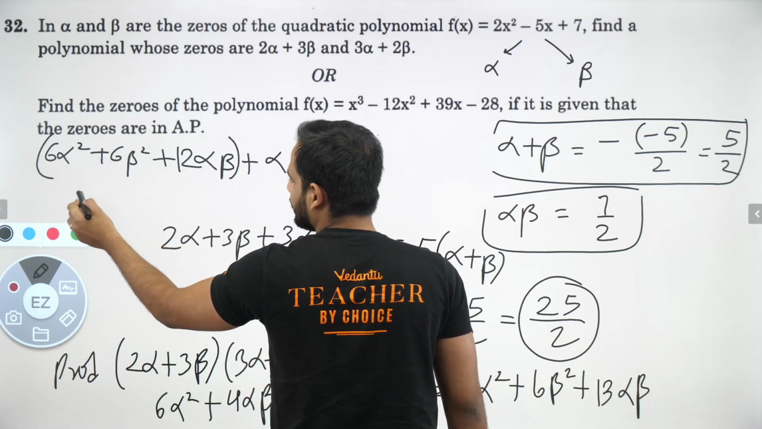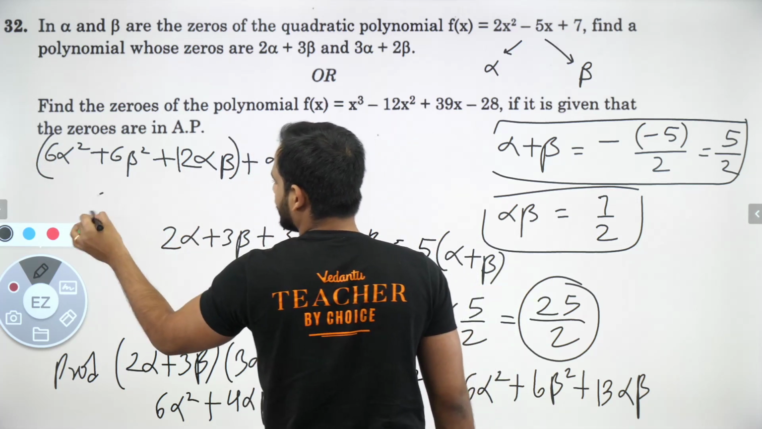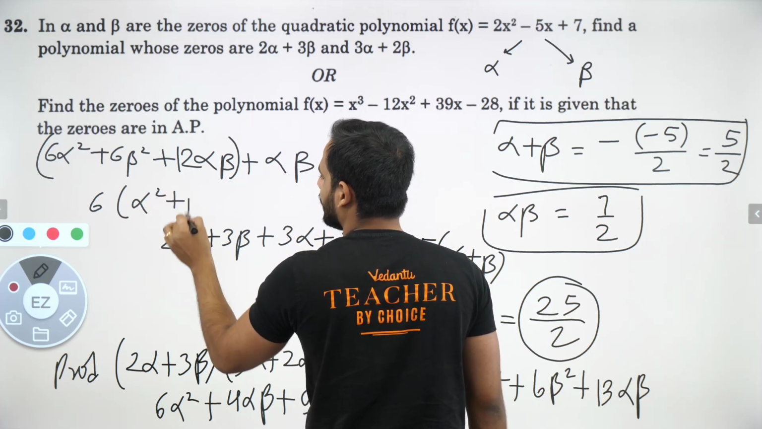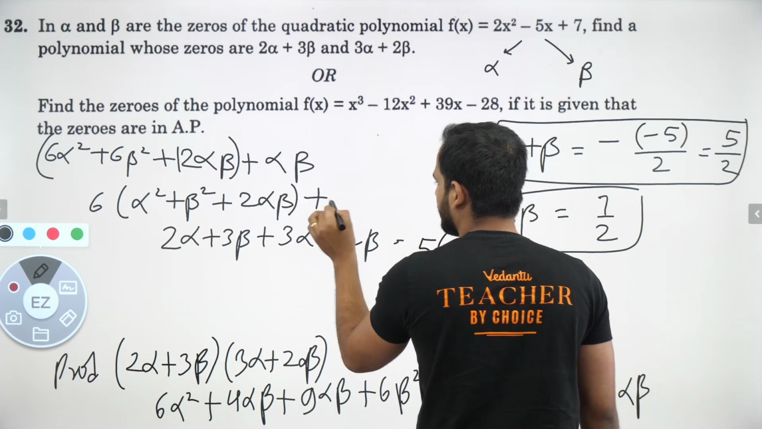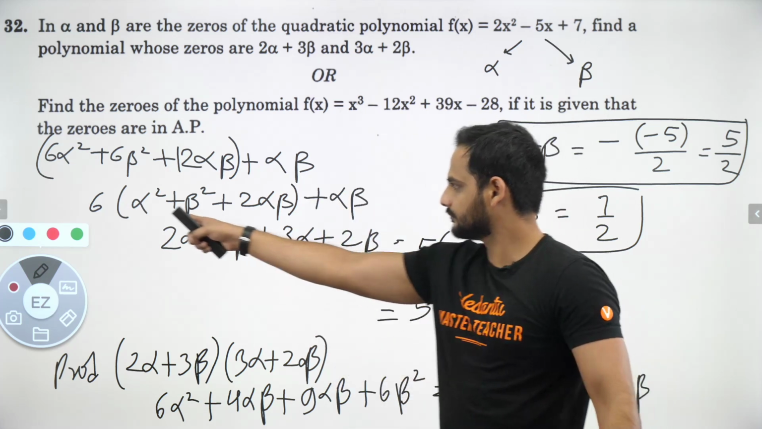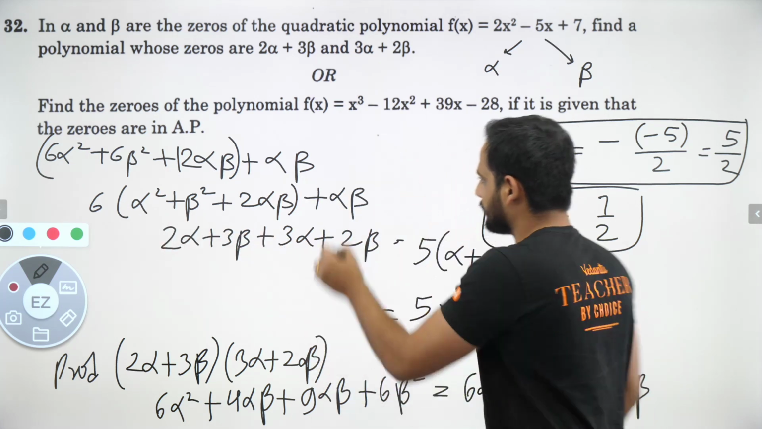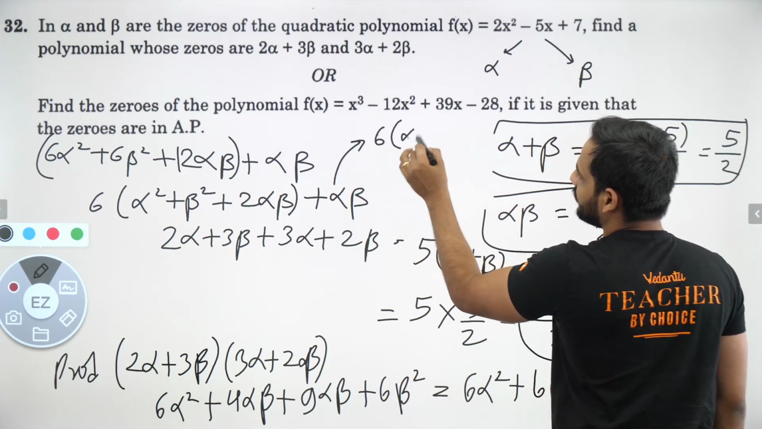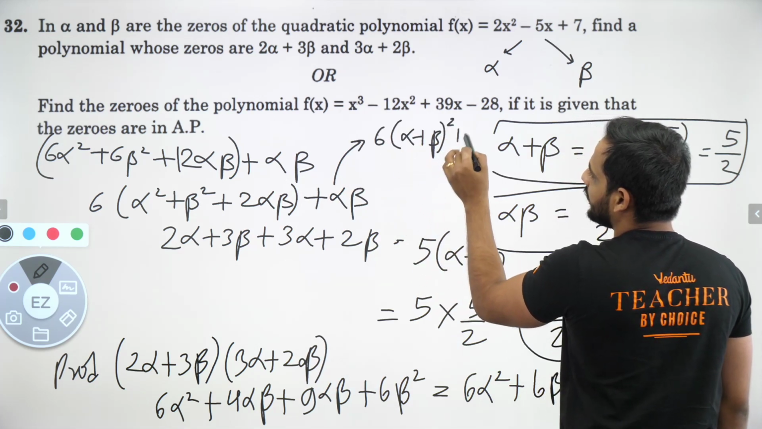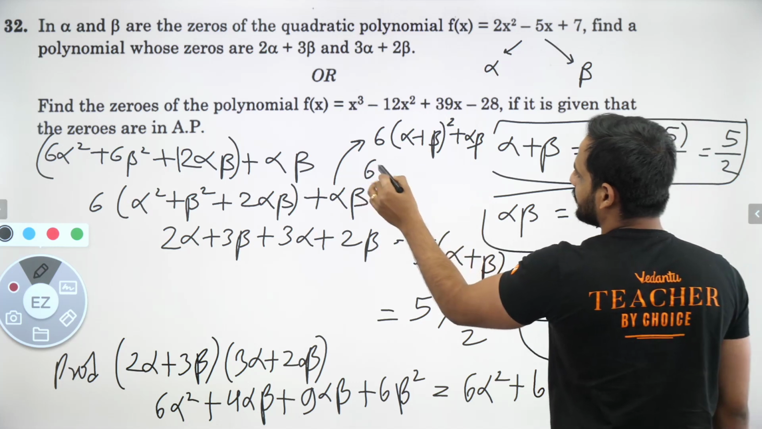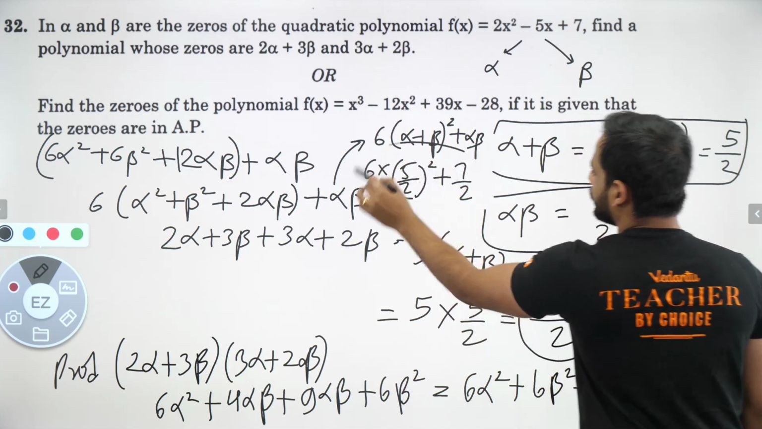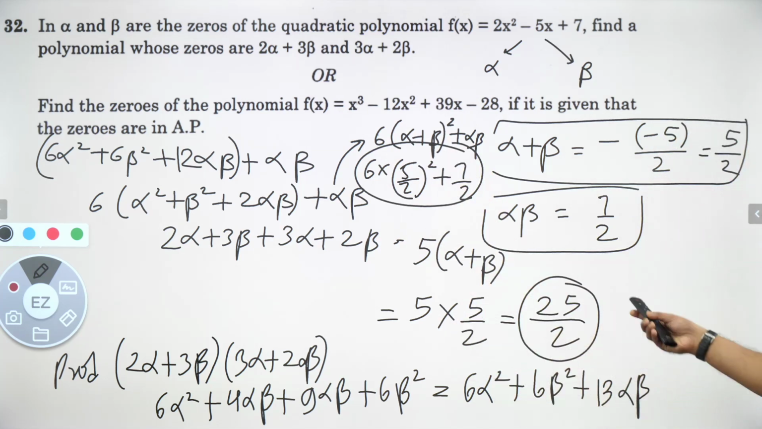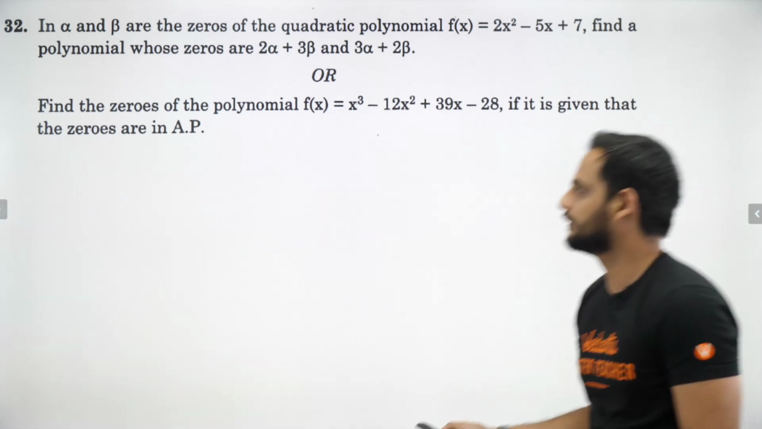From here, if I take 6 common, I'll be getting alpha square plus beta square plus 2 alpha beta plus alpha beta. अब देखो यहाँ पे क्या है? A square plus B square plus 2AB. So you'll be getting 6 times of alpha plus beta whole square plus alpha beta. So 6 times of 5 by 2 whole square plus 7 by 2. इस part को solve करो, you will get the product of roots as well. ठीक है? I'll just show you the solution now.